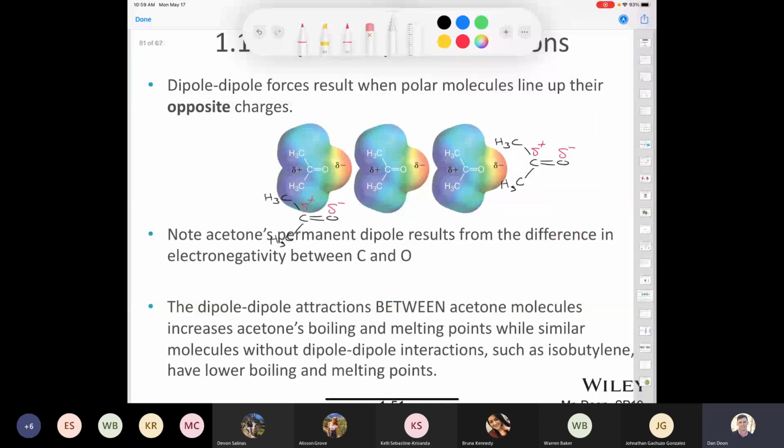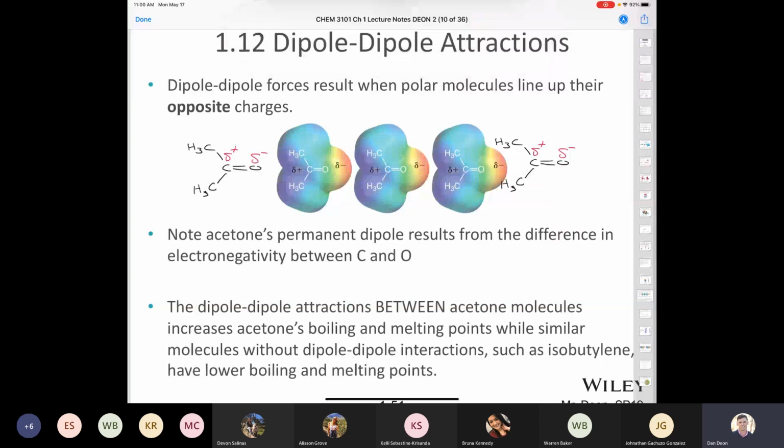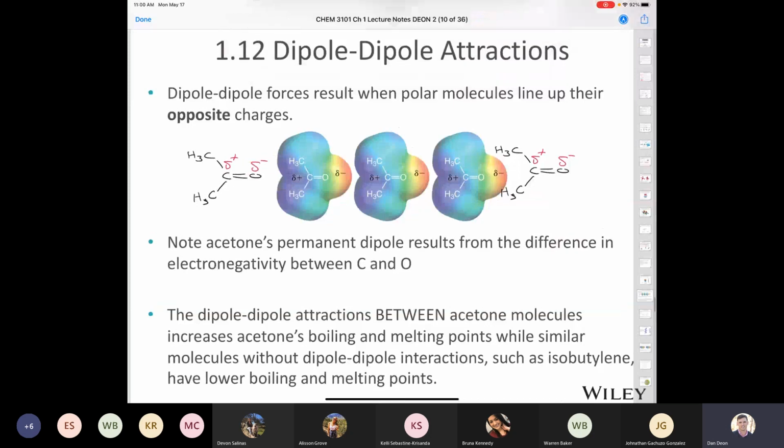And it's just floating around like this. This one might align itself over here to maximize the attractive force between the delta minus of the oxygen and another delta plus on another carbon like that. So basically, what happens is we have permanent dipoles in a polar molecule, and so the dipoles will arrange themselves so that the opposite charges maximize their attractive forces. And that's what a dipole-dipole force is.